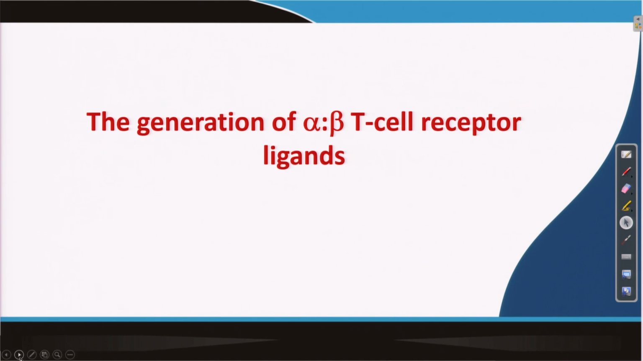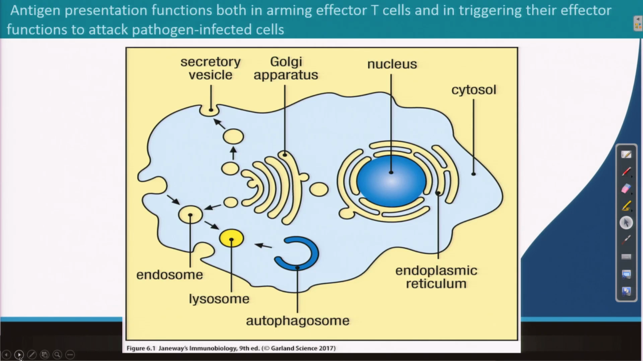So, this is today's topic, the generation of alpha beta T cell receptor ligands. Ligands, because any receptor binds with a ligand. These ligands are basically the processed or chopped antigen which the T cell receptor is going to recognize. So, today's lecture is again the generation of alpha beta T cell receptor ligands. Before going into that detail, let me discuss a very simple thing that most of you already know.